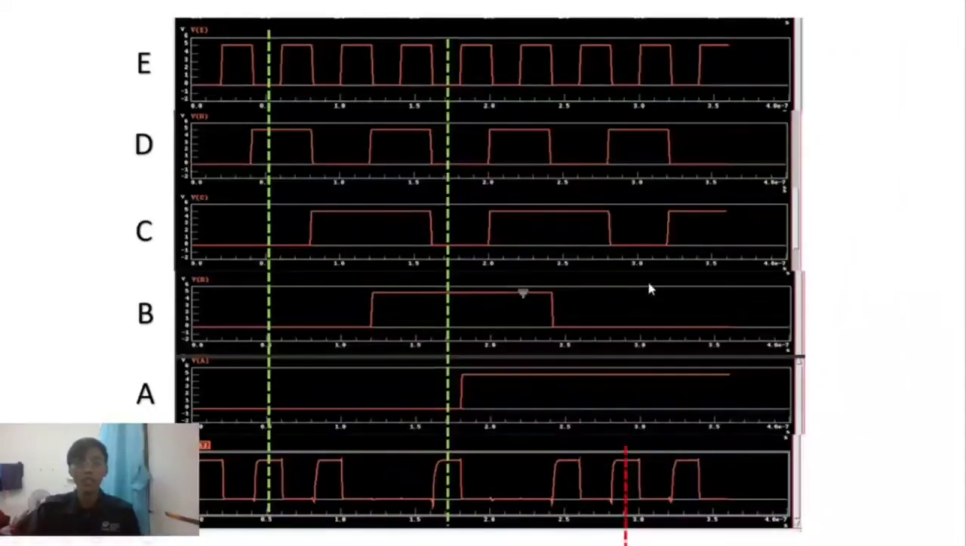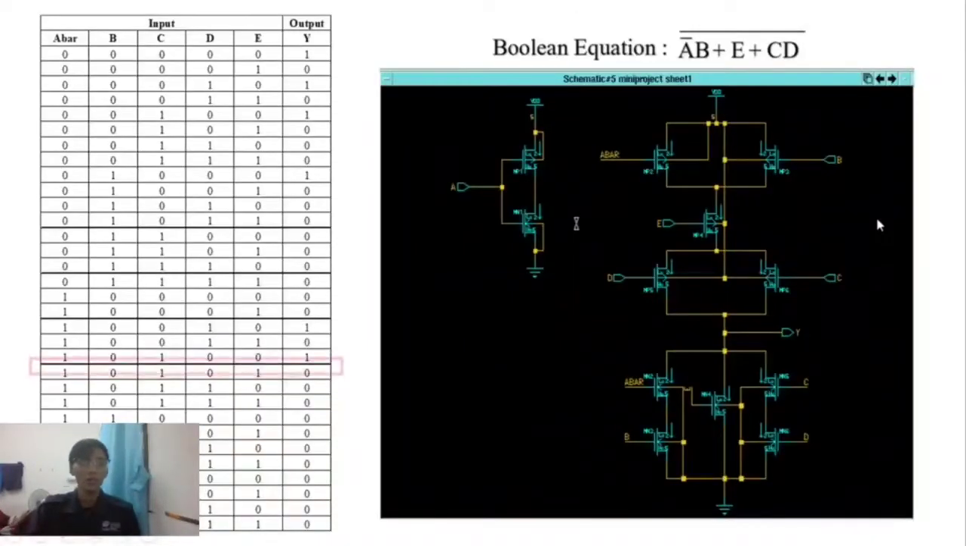For my last example, I will take A is 1, B is 0, C is 0, D is 1, and E is 0. Let's take a look at the truth table here. The output is 1. The inputs here that have 1 are A bar, D bar, and D. If you take a look at the PMOS section, A bar and D are open circuits, where the VDD cannot go through A bar and D.